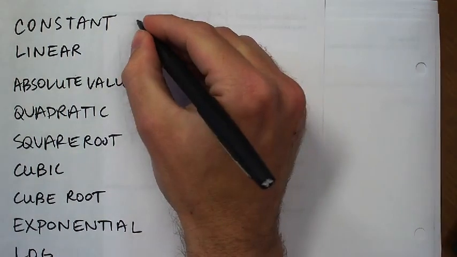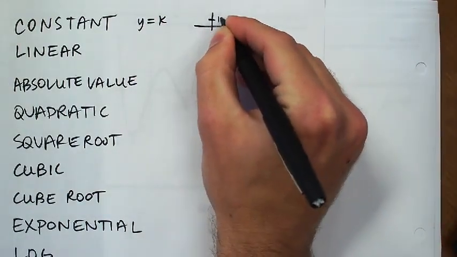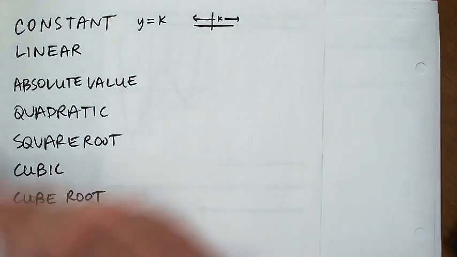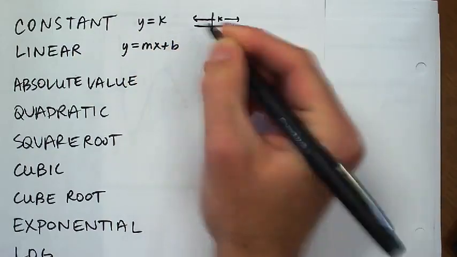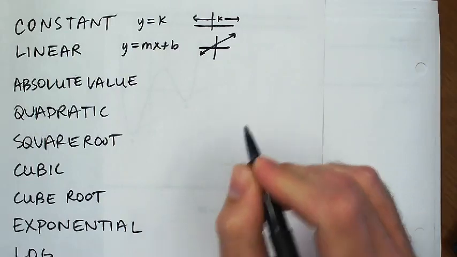So a constant function is like y equals some number k. And that's just a horizontal line, right? The set of all points that have y value equal to k. Linear is, we know all about that, mx plus b. Its graph is a line with slope m and y-intercept b.